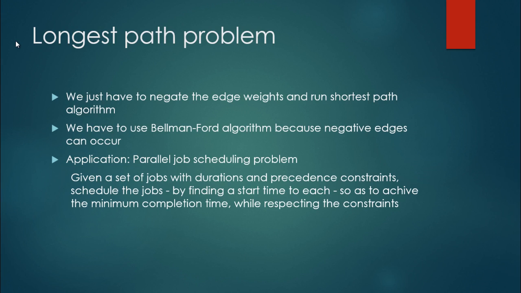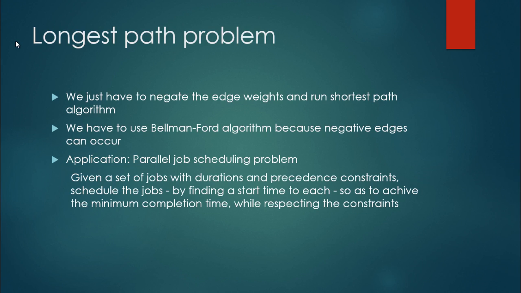And there's another application, the so-called longest path problem. We just have to negate the edge weights and run the shortest path algorithm. We have to use Bellman-Ford because negative edges can occur due to the negation process. And there's a very important application, the parallel job scheduling problem. Lots of, for example, car engineering factories and software engineering companies rely heavily on the longest path problem.